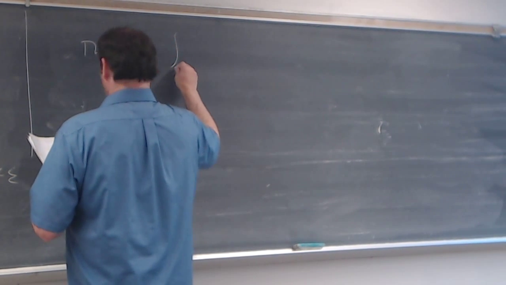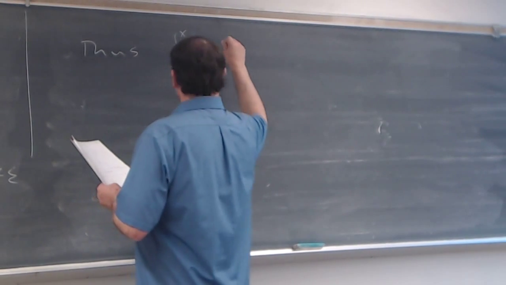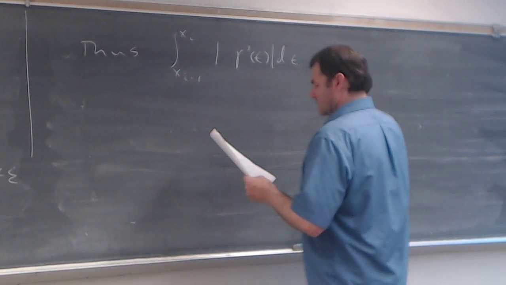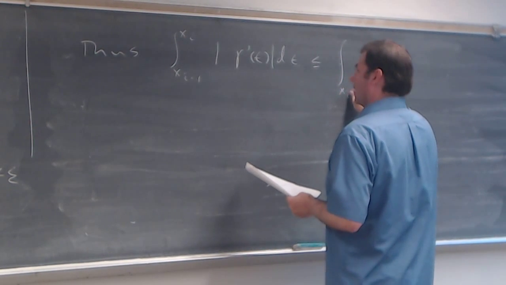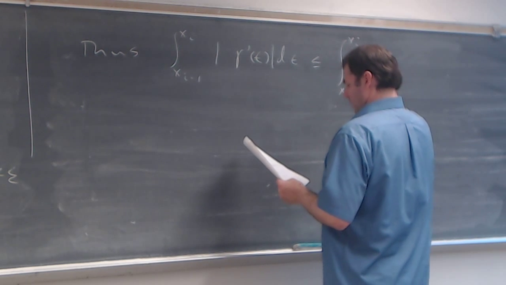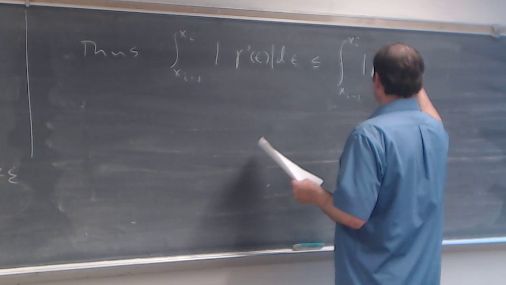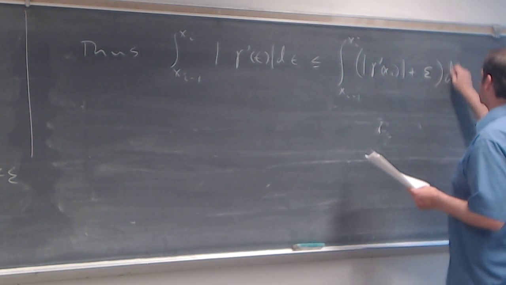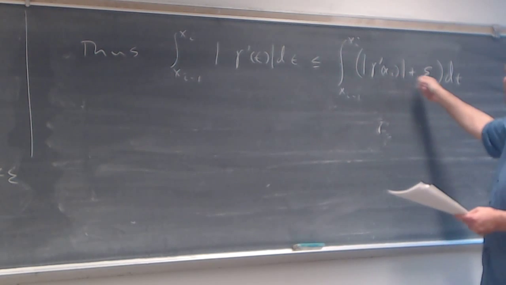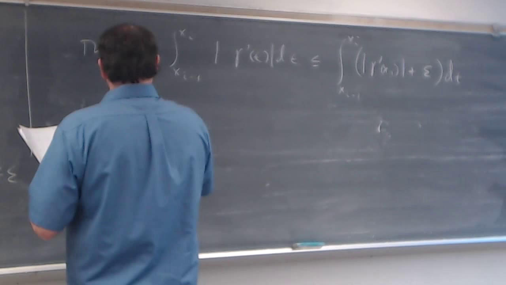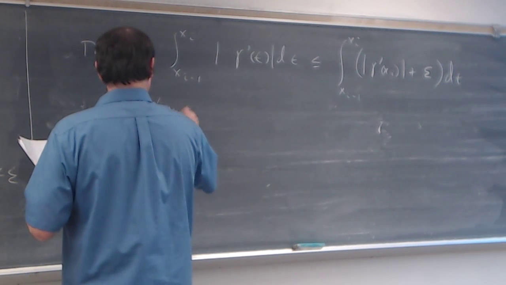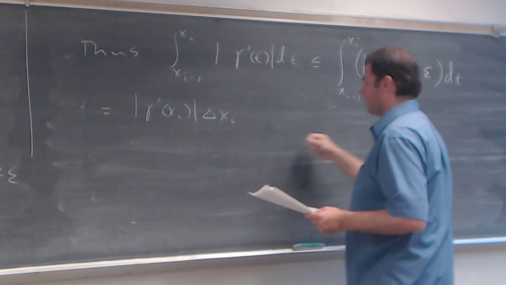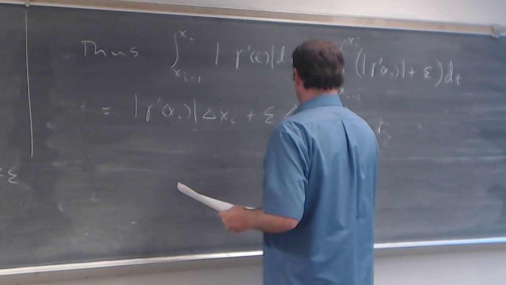Thus, we have that the integral from x_{i-1} to x_i of the norm of gamma prime of t dt is going to be less than or equal to, replacing this with something bigger, the integral from x_{i-1} to x_i of the norm of gamma prime of x_i plus epsilon dt. And this is a constant with respect to t. So this is equal to the norm of gamma prime of x_i times delta x_i, plus epsilon times that distance, delta x_i.